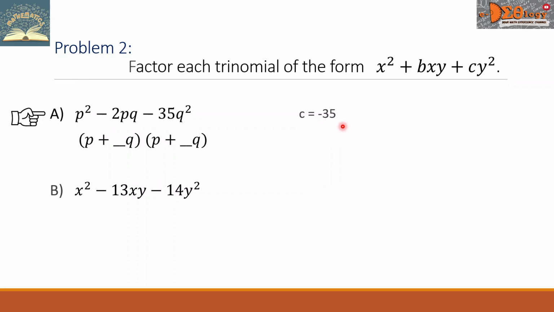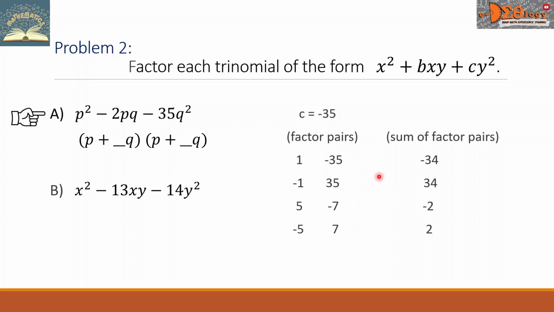Again, this is negative. That means for the factor pairs, the pairs must be of opposite signs. So we have 1 and negative 35. Also, negative 1 and 35. Next, 5 and negative 7. Also, negative 5 and positive 7. Then we go for the sum. We're going to add the factors. We have negative 34, positive 34, negative 2, positive 2.